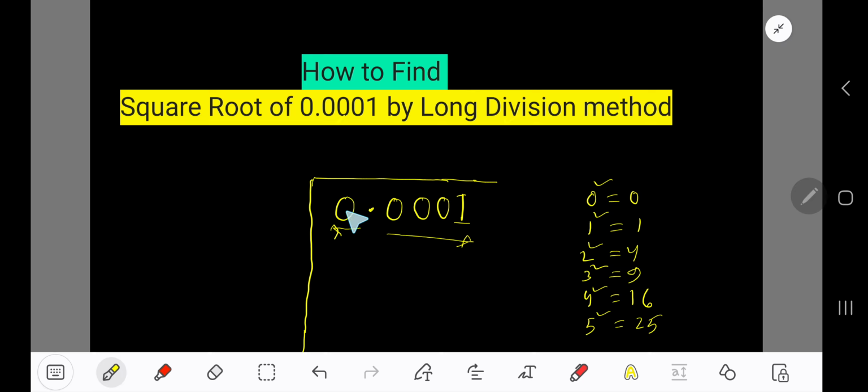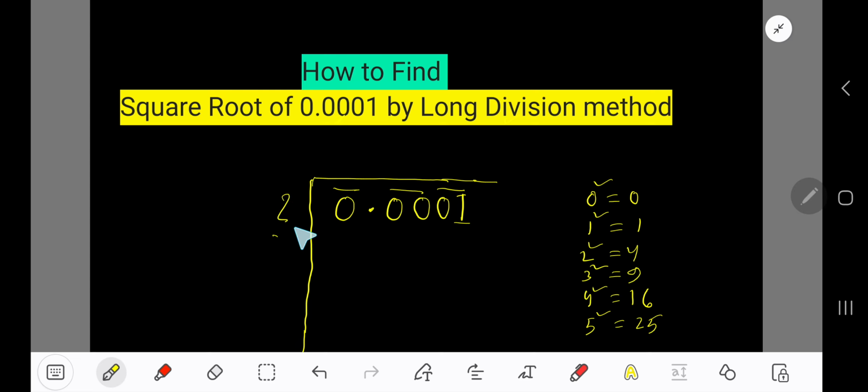So this is your whole number part, 0. This is your first pair. You can consider one more 0 here, but we don't know this. And for the fractional part, this is pair 1, this is pair 2. Now work on this first pair.